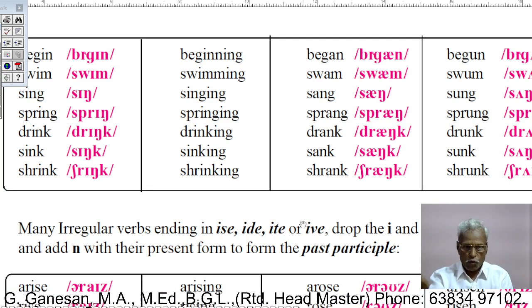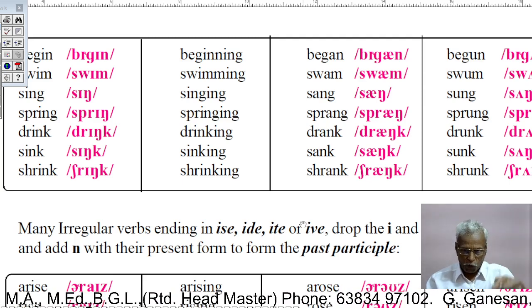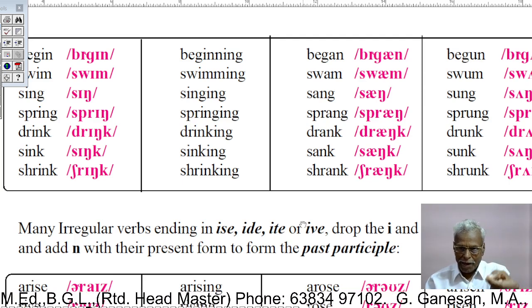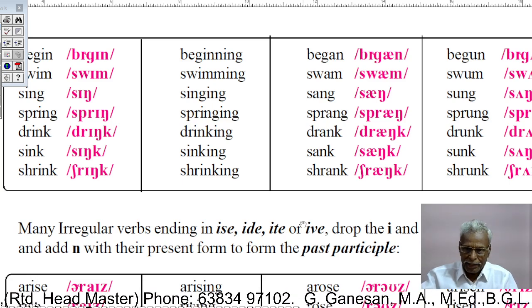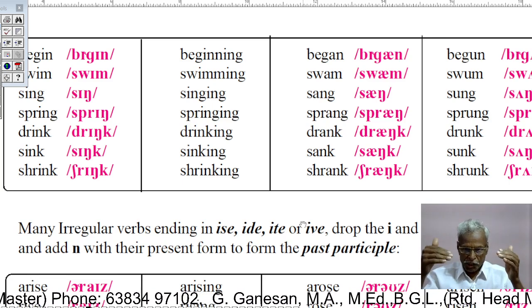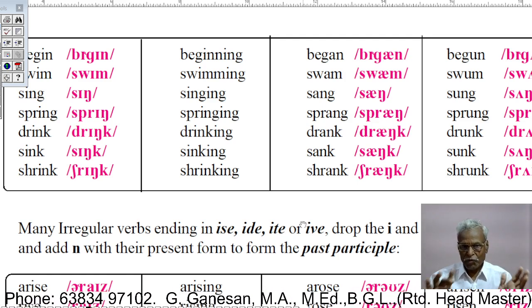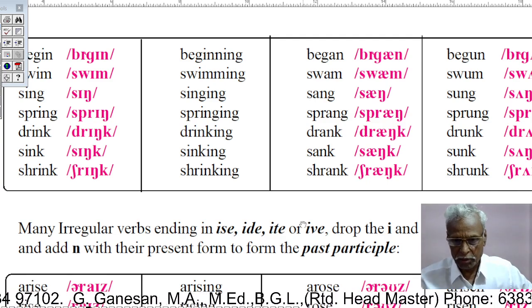Swim, swam, swum. Sing, sang, sung. Spring, sprang, sprung. Drink, drank, drunk. Shrink, shrank, shrunk. In the place of I, A for past, U for past participle. Okay?